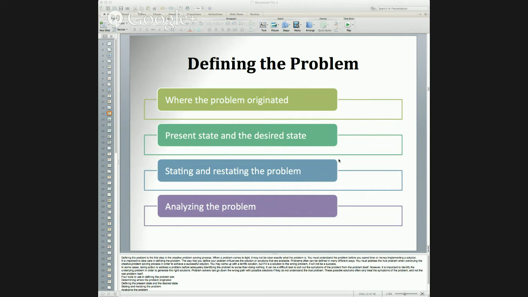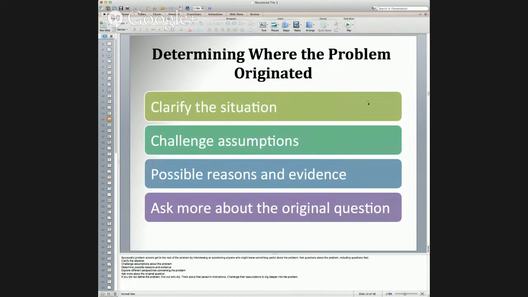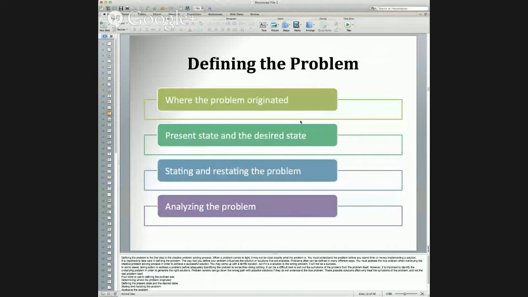Now, problem solvers can go down the wrong path with possible solutions if they do not understand the true problem. These possible solutions often only treat the symptoms of the problem and not the real problem itself. Four tools to use in problem defining are: number one, determining where the problem originated; number two, defining the present state and the desired state; number three, stating and restating the problem; and last but not least, analyzing the problem. You may not use all of these tools to help define a problem. Different tools lend themselves to some kinds of problems better than other kinds.